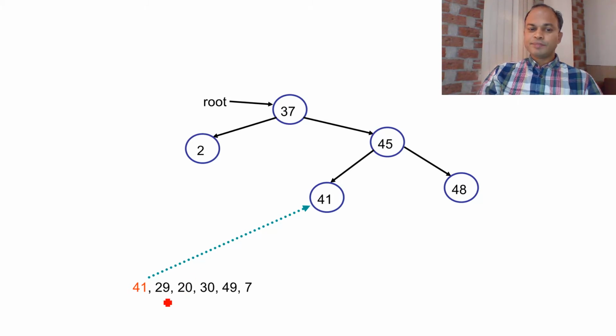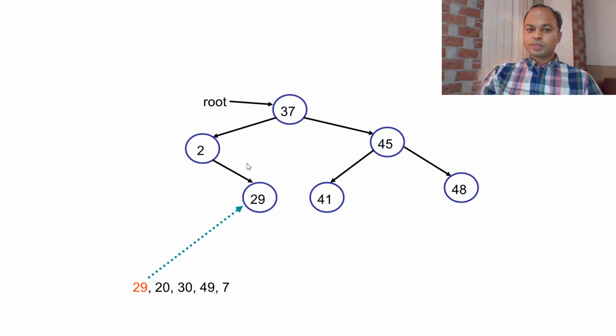After 41, we have to insert 29. 29 is further compared with 37. This is the root. And this 29 is lesser than 37. We are in the left hand side. Now 29 is greater than 2. Therefore, we have to insert 29 in the right hand side of 2. We have inserted 29 here.